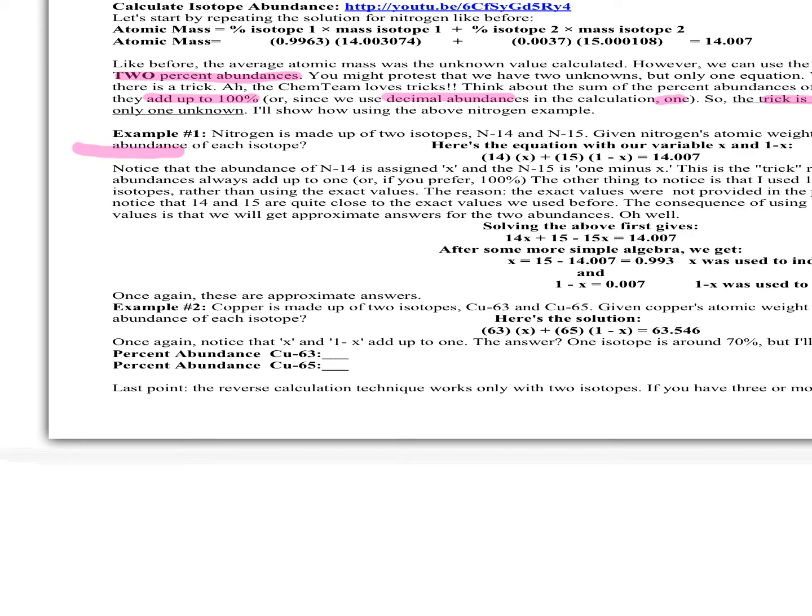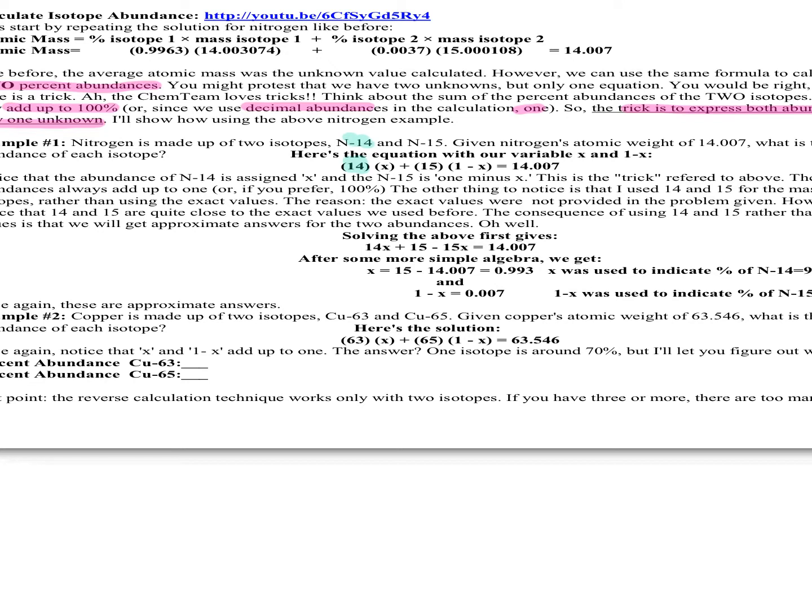So for nitrogen, if I have the two isotopes, N14 and N15, and the average atomic weight, what is the percent abundance of each? Well, we'll plug them in. For N14, you put its mass in the 14 spot. We don't know its percent, so there's an X there. For N15, you put its mass in the mass spot. We don't know its percent, so we put 1 minus X. And then the atomic weight is 14.007.